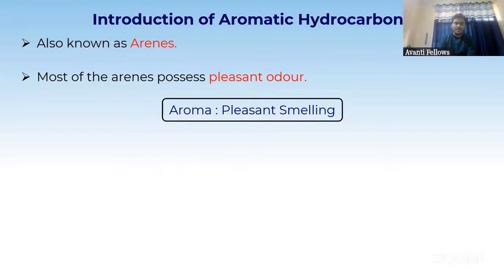ये pleasant smell odor होता है इनका. That's why they are called aromatic compounds. The word aromatic comes from the word aroma. Aroma means something which is pleasant smelling, right? So their smell is very, very pleasant. So we can say that most of the arenes possess a pleasant odor, that is, aroma.